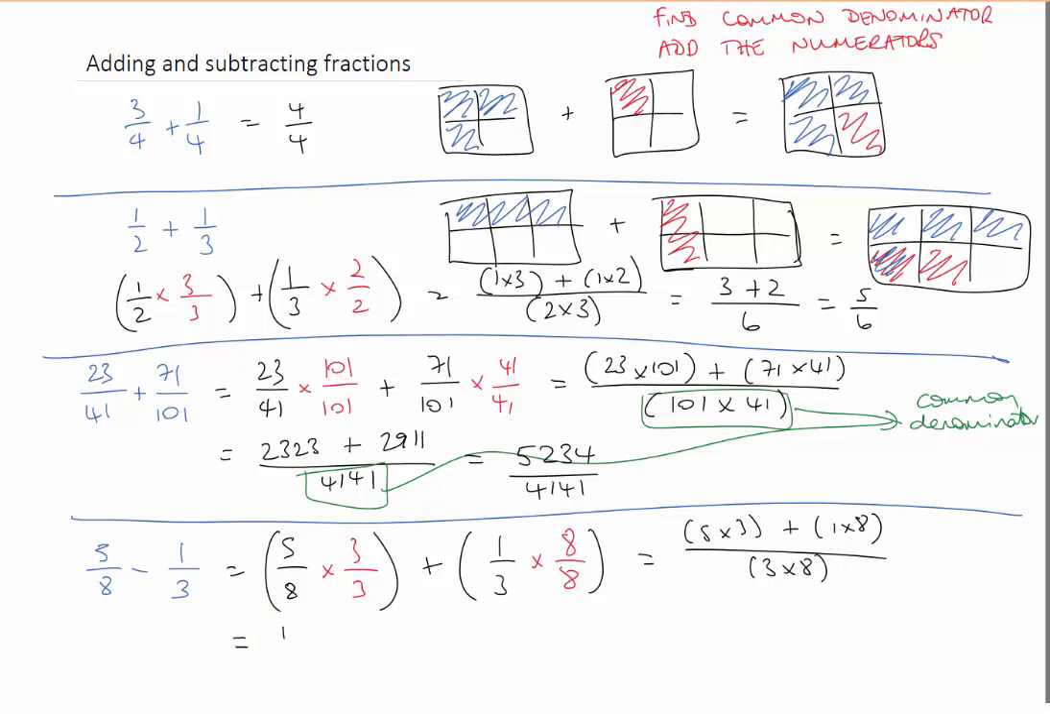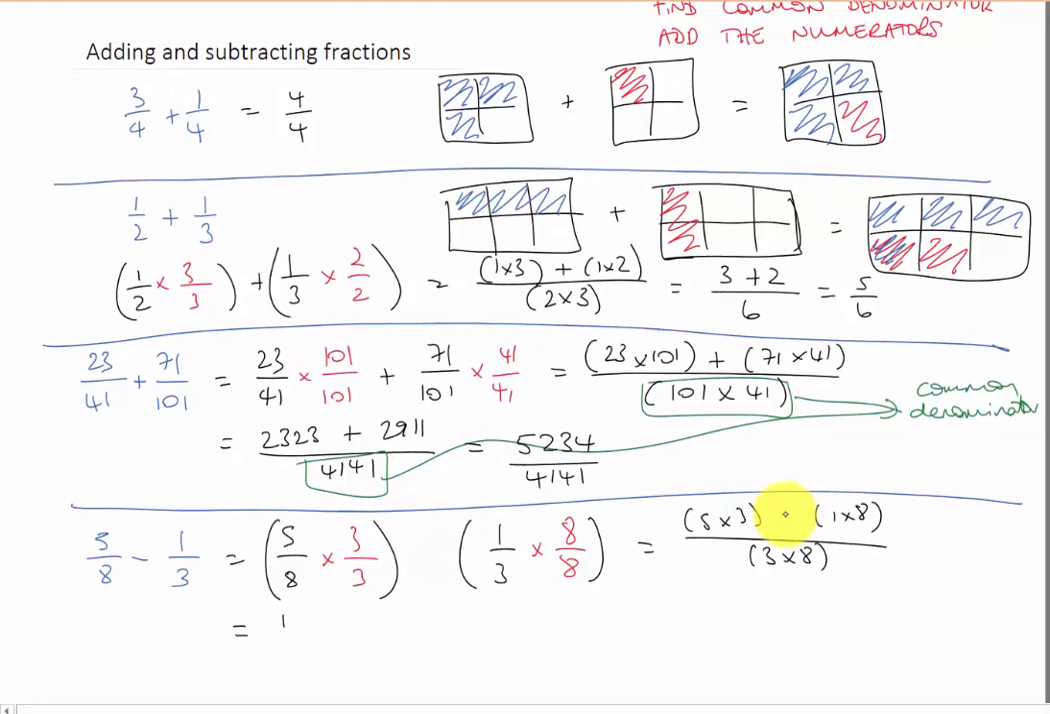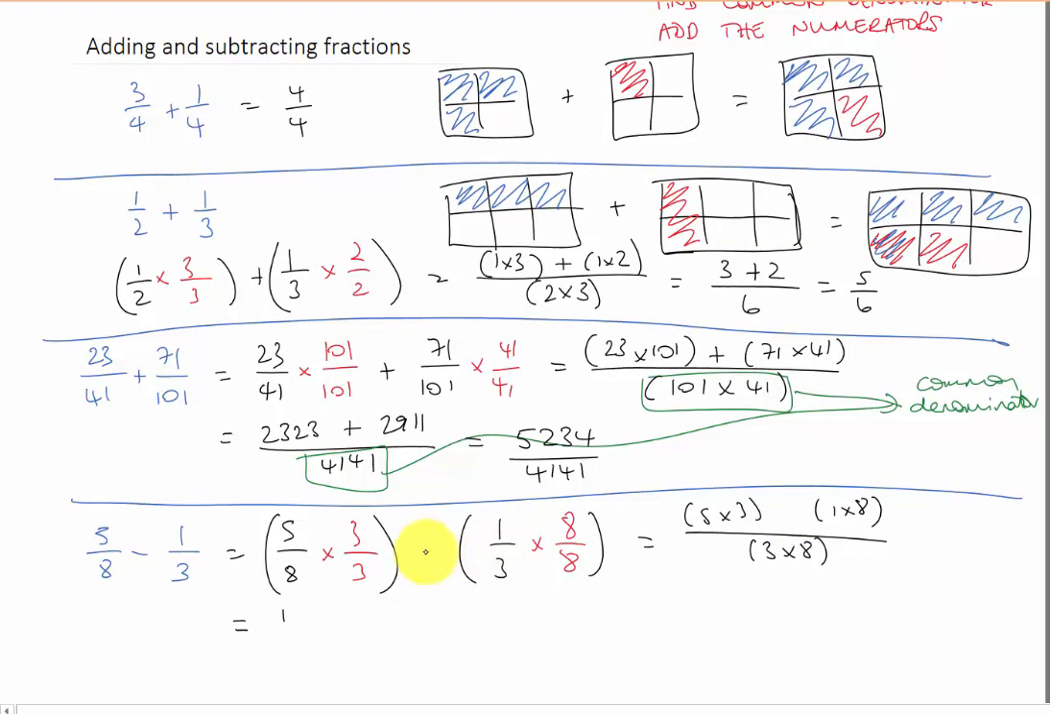I'm sorry, not plus, it's minuses here. That's the whole point of this example. We've got minuses, but it works exactly the same way. So 15 minus 8 over 24, or 7 over 24.